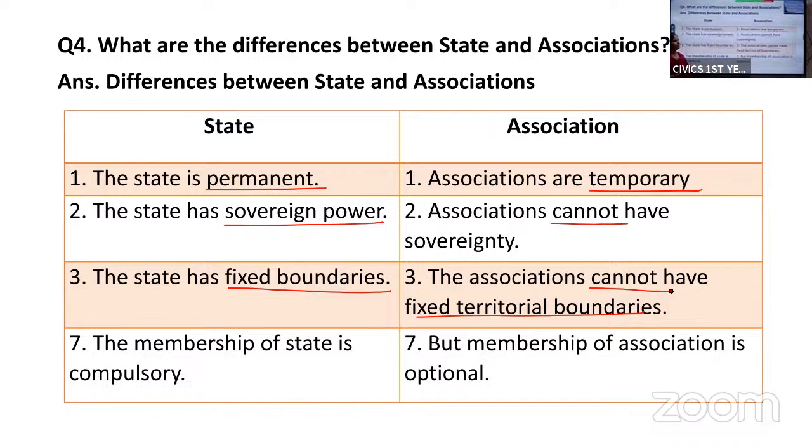Being the member of an association, you can interact with the members of your group from anywhere, but the state will have fixed boundaries. The membership of a state is compulsory. At a time, you can be a member of one state, and that is compulsory. Membership of association is optional. It is up to you. It is your choice. So it is optional.